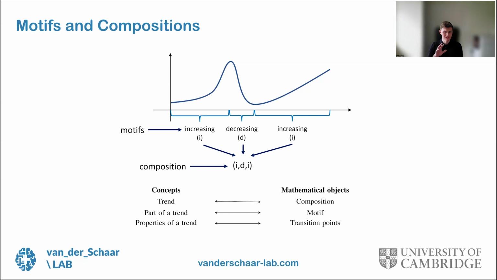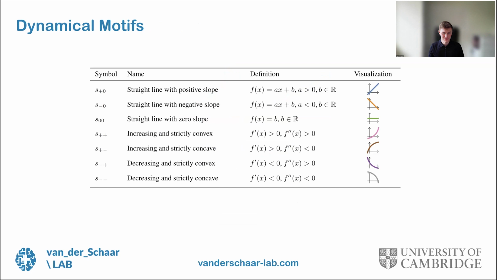So now we map the trends to the compositions. And what's nice about it is that we have the natural mapping from the properties of the trend. These can be represented by the transition points between the motifs. The choice of motifs is, of course, application dependent, and we describe a few possibilities in the paper, but a good starting point is something that we call dynamical motifs.